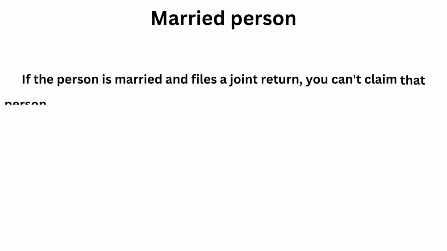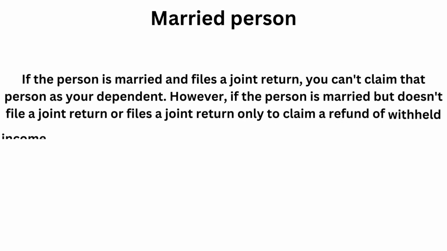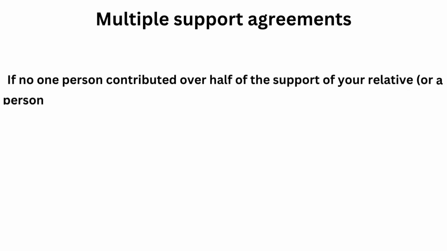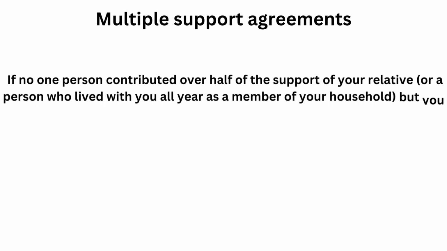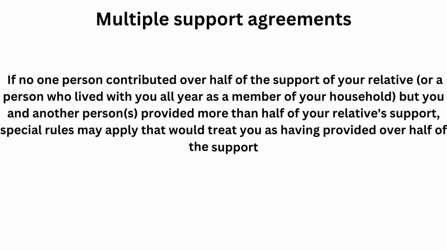If the person is married and files a joint return, you can't claim that person as your dependent. However, if they file only to claim a refund of withheld income tax or estimated taxes paid, you may be able to claim that person as a dependent. If no one person contributed over half of the support of your relative or household member, but you and another person together provided more than half of their support, special rules may apply that would treat you as having provided over half of the support.